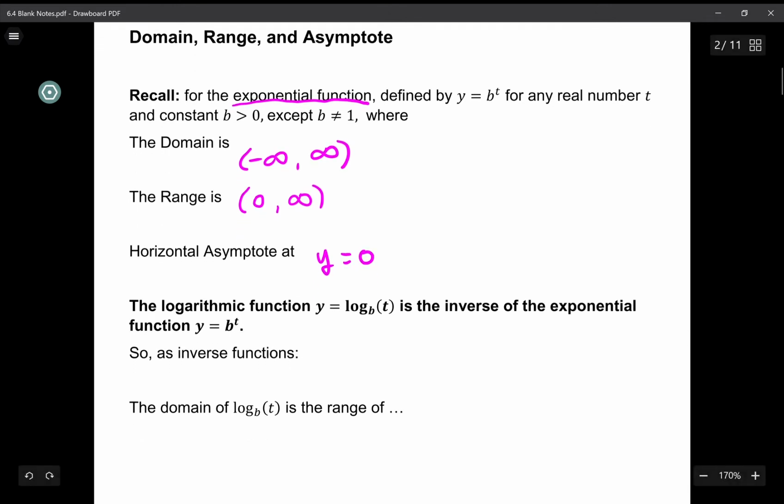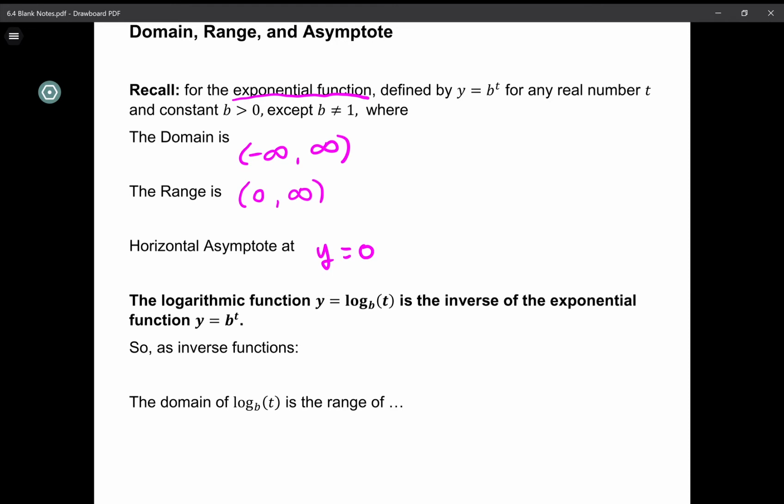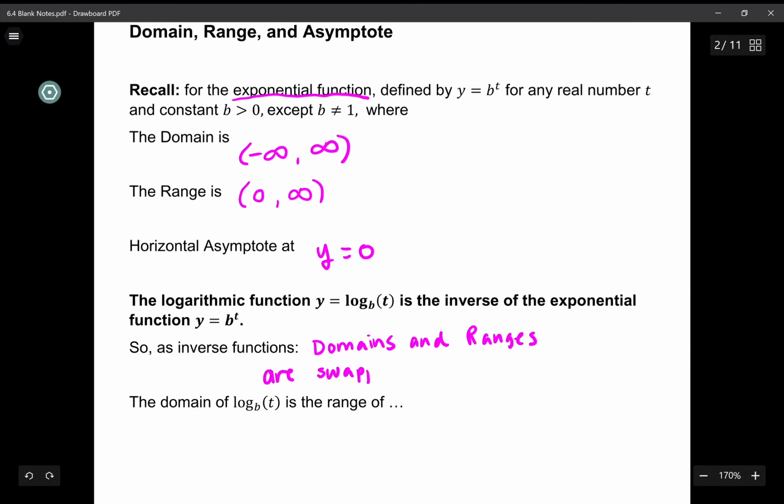So remember, the logarithmic function defined as y equals log base b of t is the inverse of the exponential function. So as inverse functions, the domains and ranges are swapped, right? Domains and ranges are swapped. So the domain of log base b of t is the range of the exponential function, right?